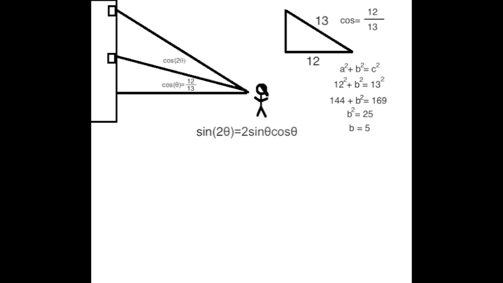b equals 5. Keep in mind that these values represent actual distances in our diagram. Now that we have these values, we can figure out the sine and tangent of our angles.